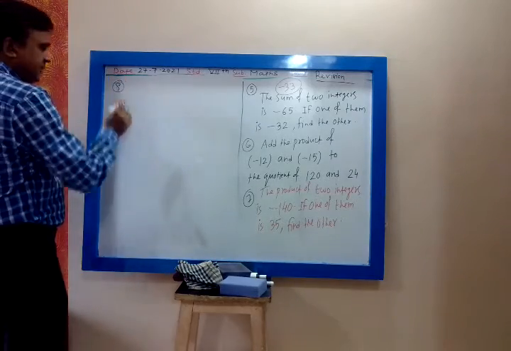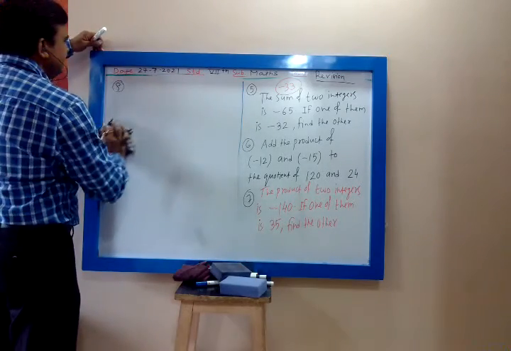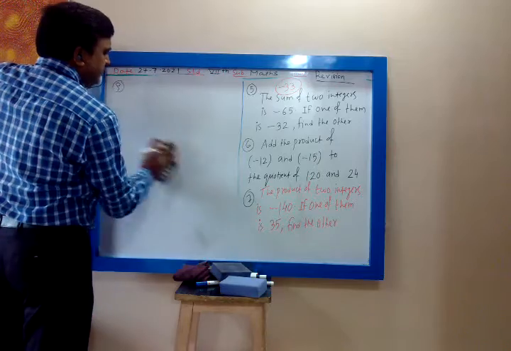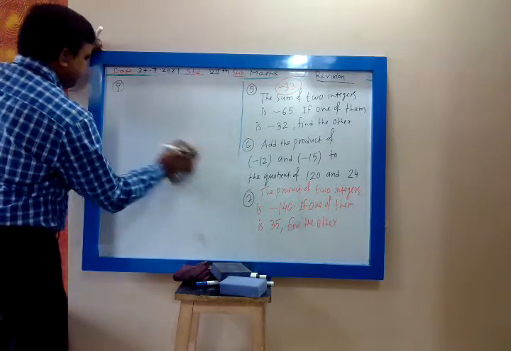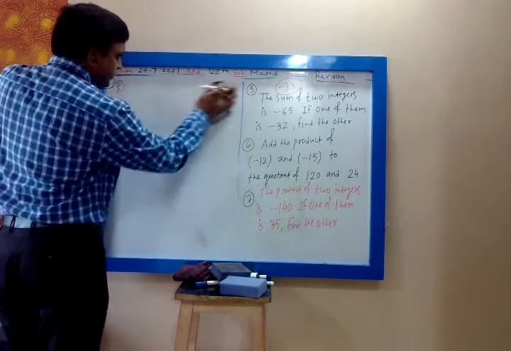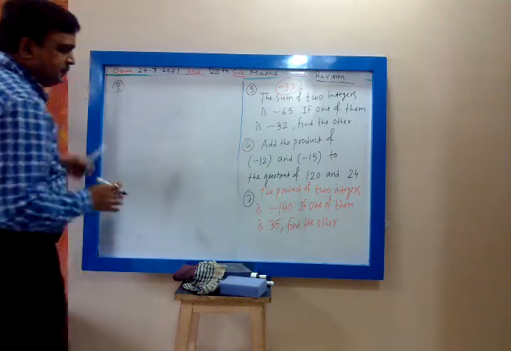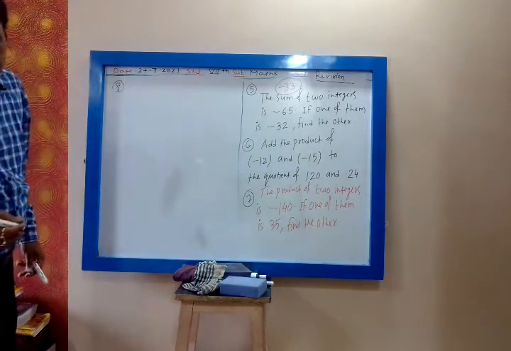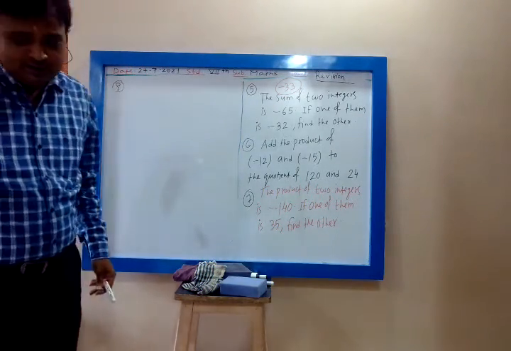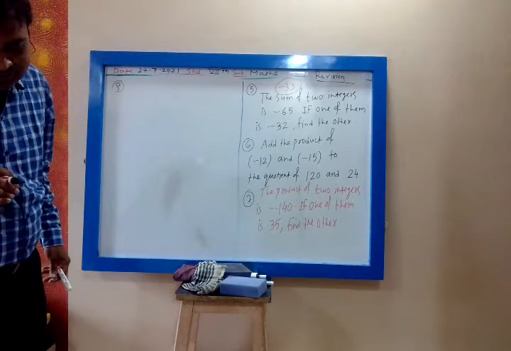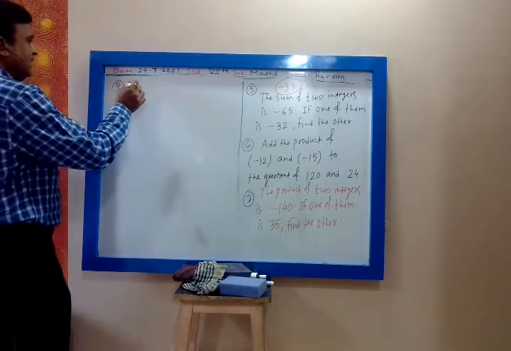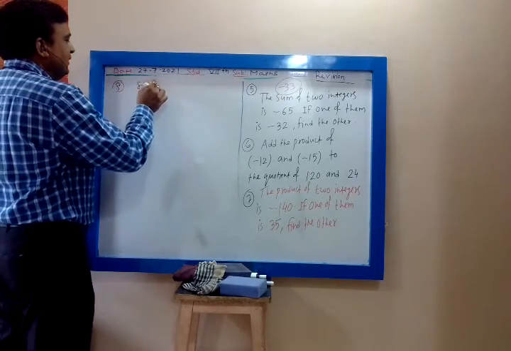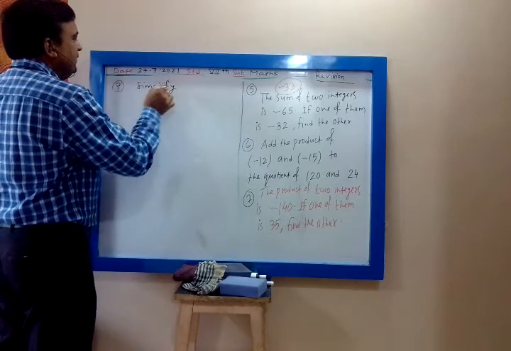Now let me write the problem. 8th one. Minus 33 is the absolutely correct answer of 5th. My dear, it is very much clear. You see here. Now simplify. Now 8th one, simplify.